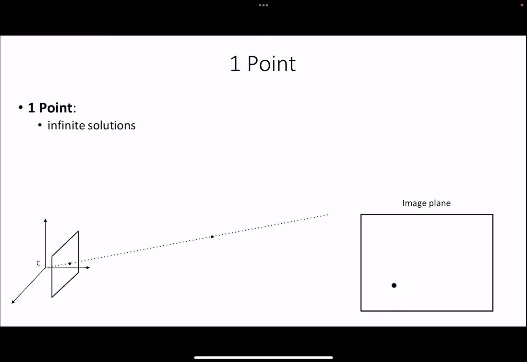Let's see the reason. So we have only 1 point. 1 point means we have some world coordinate system. The 3D point is here, and we have the image plane here. There can be infinite camera rotations and translations.